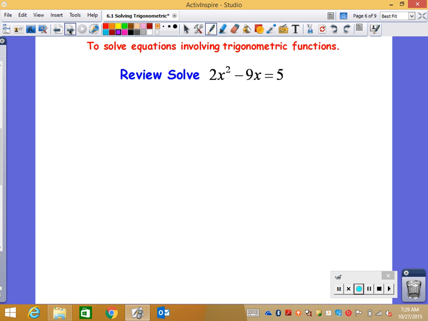All right, let's review this one. 2x squared minus 9x equals 5. Well, I'm going to get everything onto one side. I'm going to set it equal to 0. So I get 2x squared minus 9x minus 5 is 0.